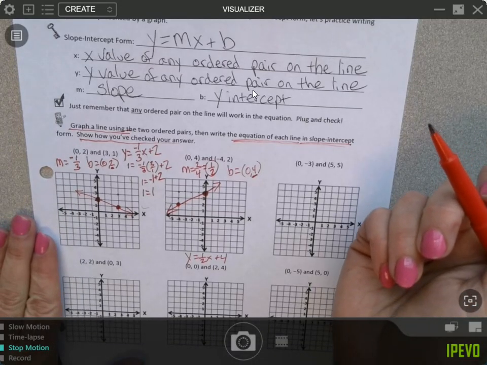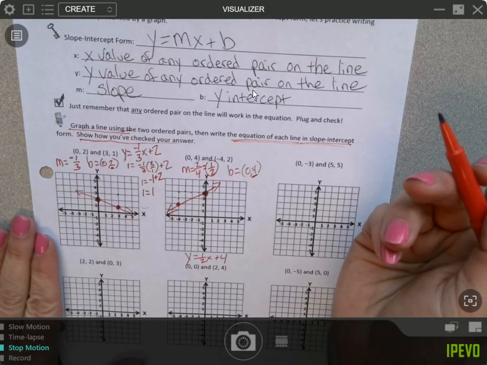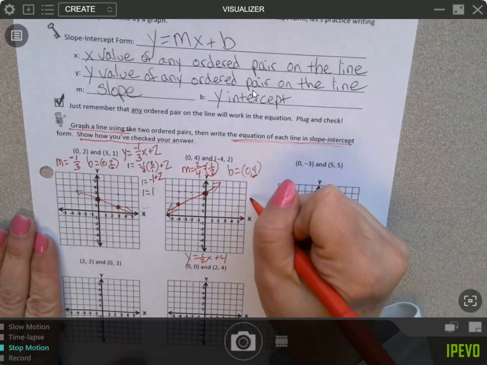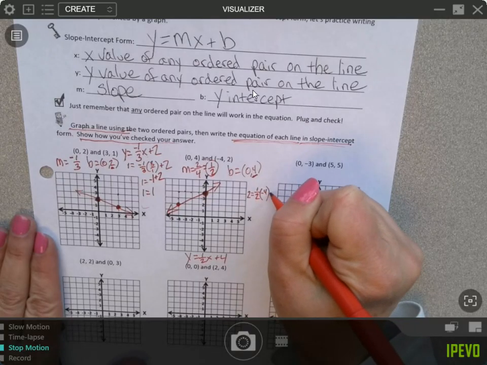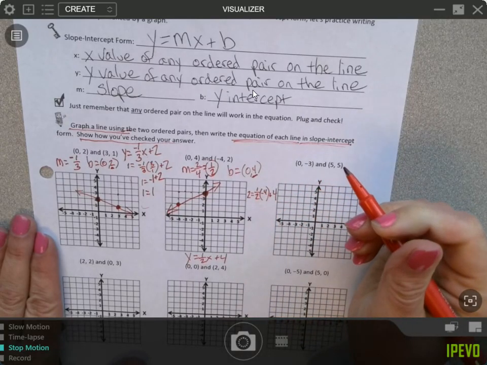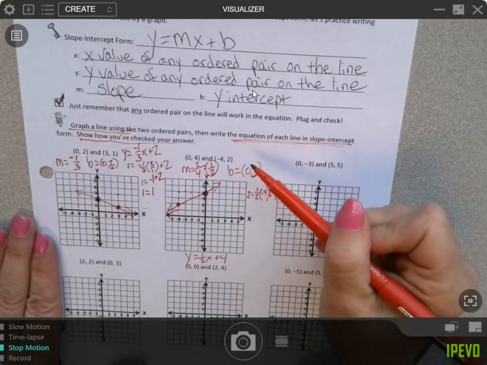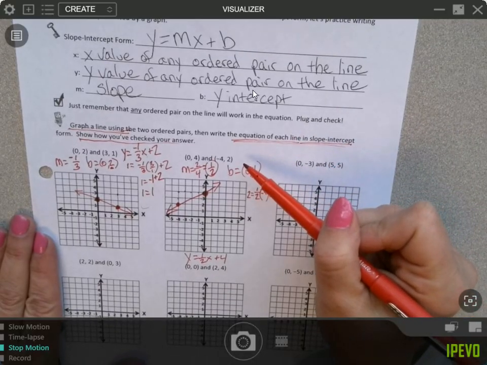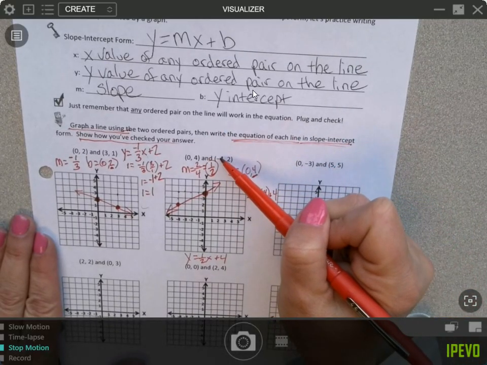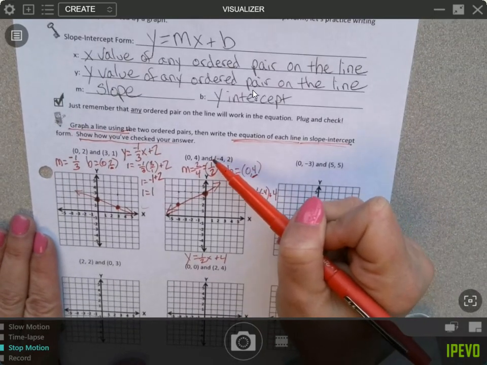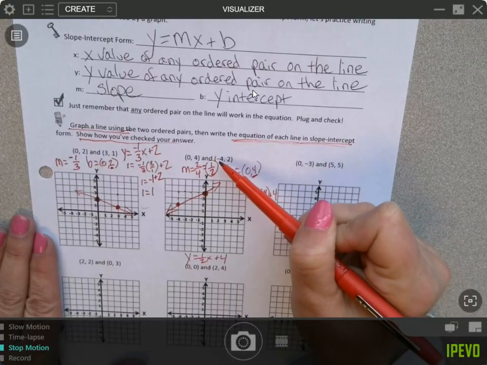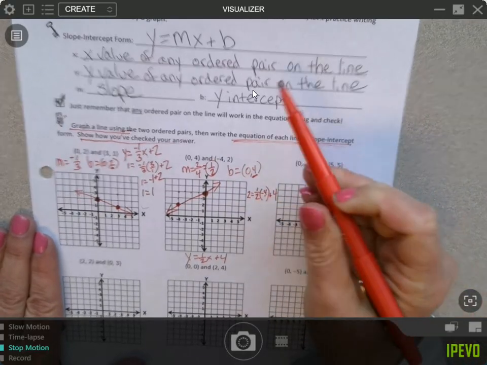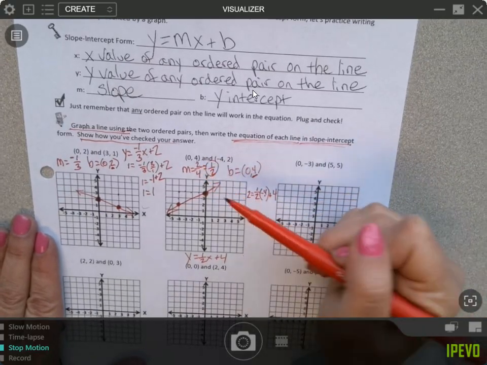Had to finish writing that. 2 equals half times negative 4 plus 4. So, Eleanor's having us use their second point with our y of 2. Our x is negative 4. We know our slope-intercept is 4.